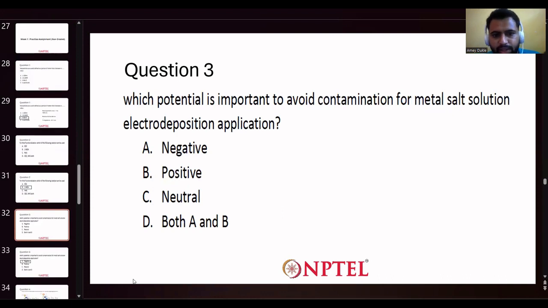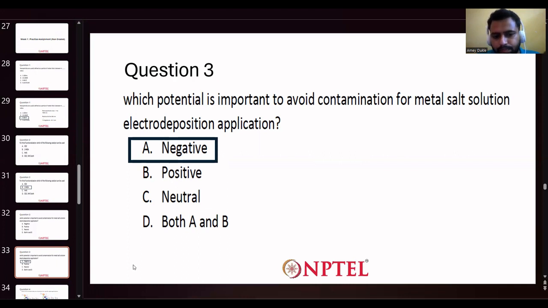So question 3. Which potential is important to avoid contamination for metal salt in the electrodeposition application? Negative, positive, neutral, both A and B. So why is it done? We have a substrate, so the answer is negative potential. How it is done is we have a substrate, and on the substrate, we put salts of gold, HAuCl4. For that, the oxidation number is +1 for hydrogen and -4 for chlorine, so the net oxidation number is -3. It means that it needs 3 electrons, after which it will get reduced to gold.